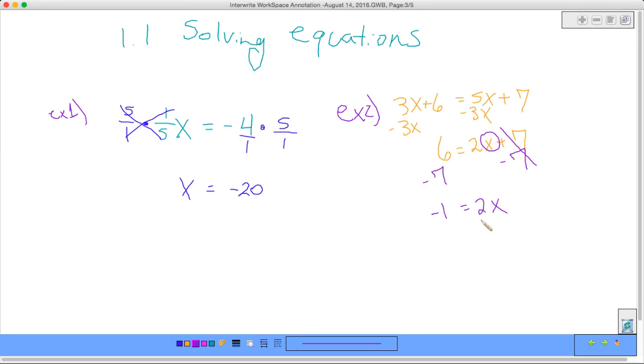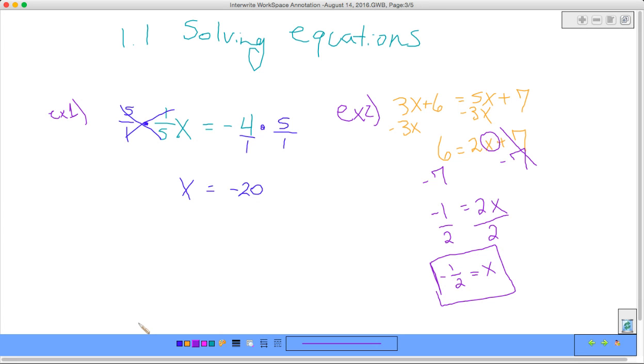To get the x by itself, these two are touching by multiplication. To undo multiplication, we're going to divide, because division is the inverse of multiplication. So it leaves me x equals -1/2. And that is my final answer.